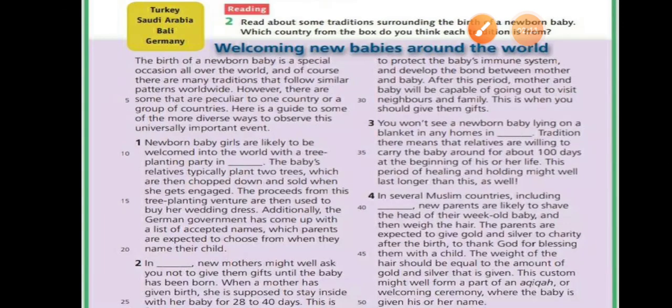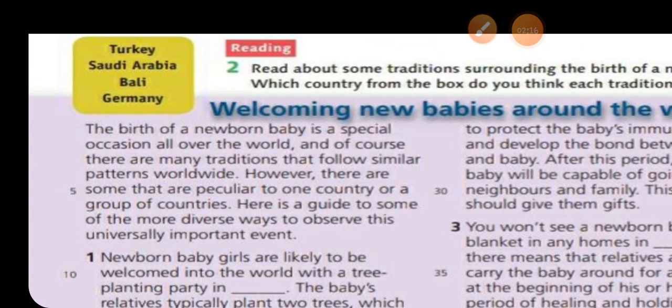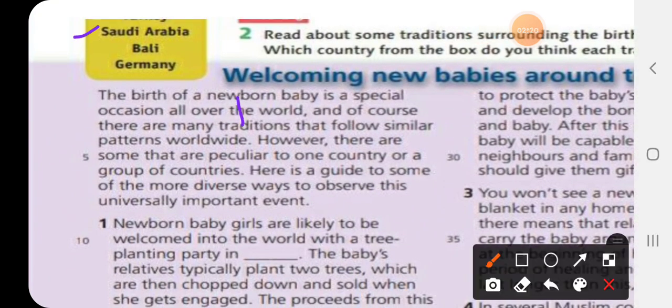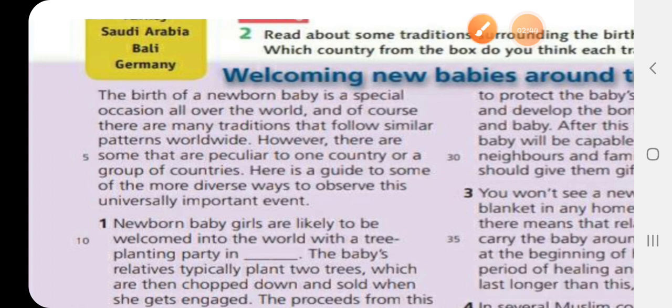Now, let's move to the text. Here we are going to talk about 4 countries. رح نحكي عن اللي هم 4 countries which are what? Turkey, Saudi Arabia, Bali and Germany. راح أحكي عن 4 دول. تركيا, اللي هي السعودية, بالي اللي هي جزيرة بالي and عندك Germany اللي هي ألمانيا. Each country has its own tradition. كل دولة إلها عاداتها الخاصة فيها اللي هي for welcoming the new babies.